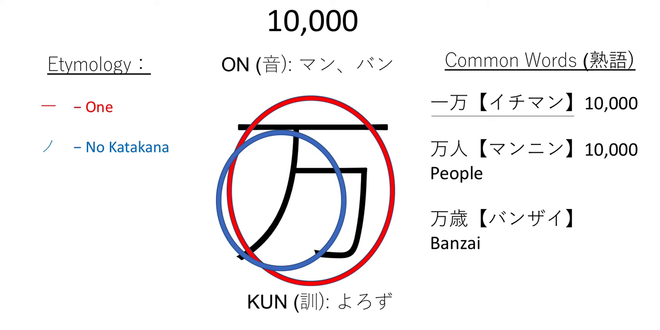Next, I have manin. Make sure you get the pitch accent correct on this, which is manin. Man, we have the n sound followed by nin. So manin would be 10,000 people. And the last one we have, which you may become familiar with, is banzai.